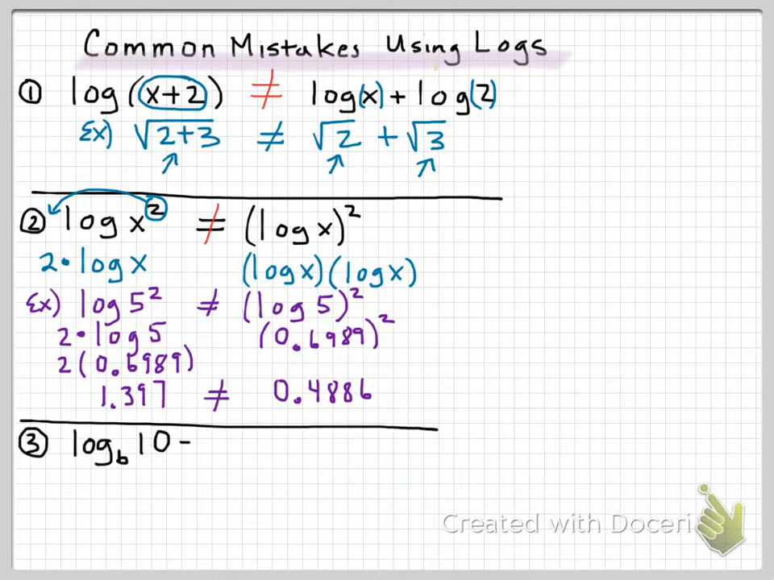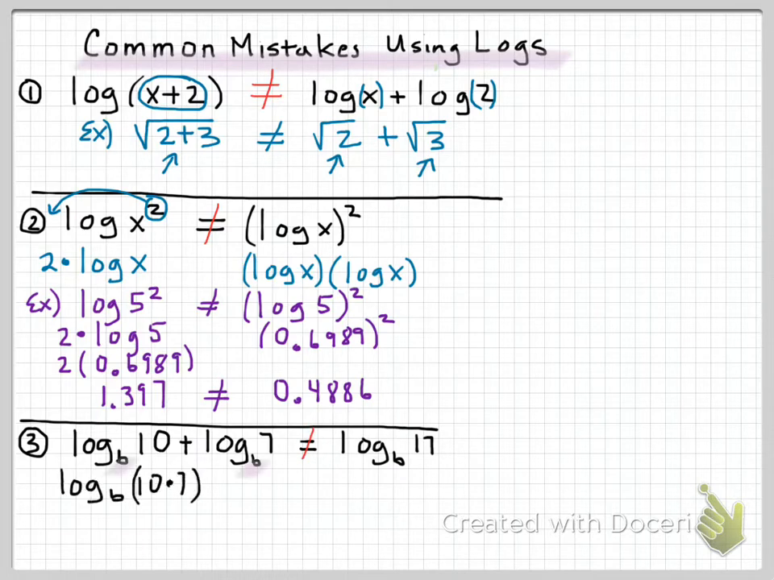Alright, let's take a look at number 3. So number 3 says that the log base b of 10 and the log base b of 7 added together, with the same base, is going to give us the log base b of 17. And that is not the case either. We know that we have a product rule that said if you have 2 bases that are the same, you can go ahead and take the product of what's inside. And so 7 times 10 is going to give us the log base b of 70, which is definitely not going to be the same as the log base b of 17. Those are 2 absolutely different quantities.